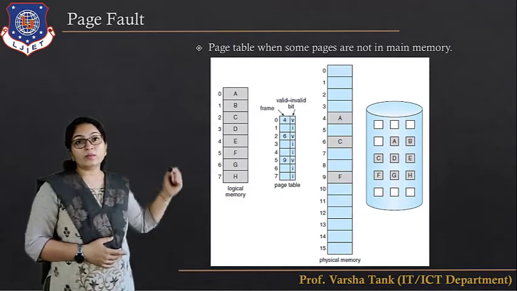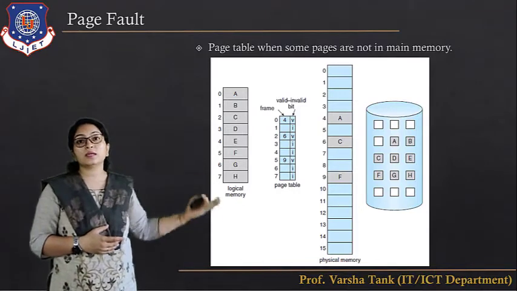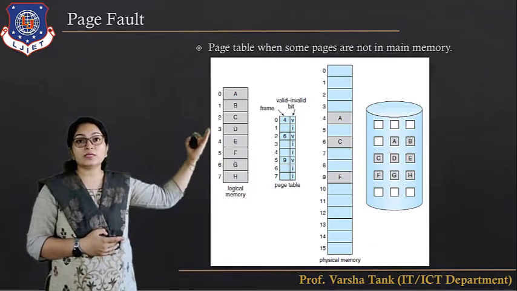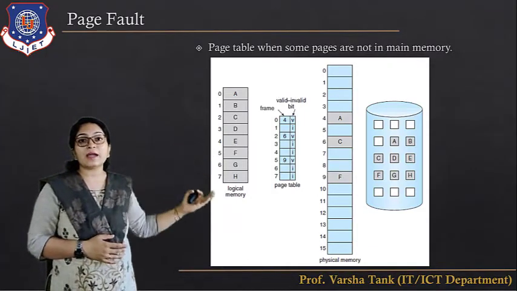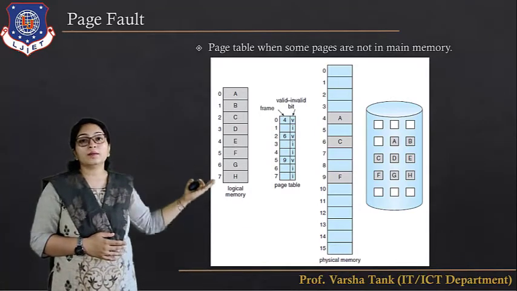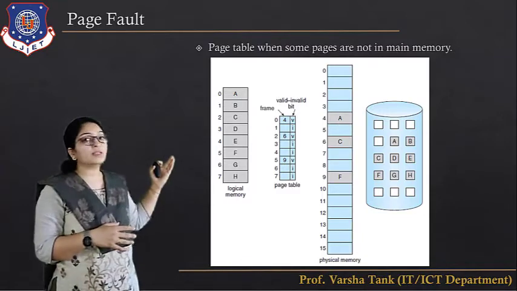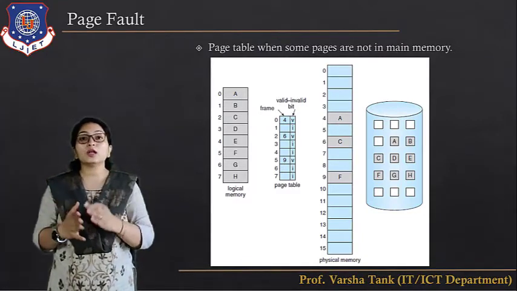Okay, so the page table when some pages are not in the memory. Here you can see the logical memory for one process, and some of the pages are present in the memory, that is A, C and F. Now the remaining pages are not present in the memory. So when there is a need for a particular page, at that time the page fault will occur.